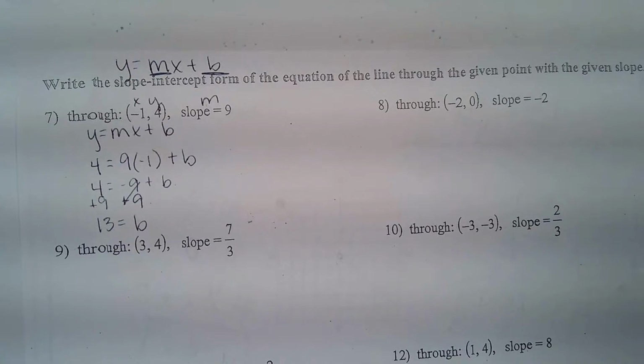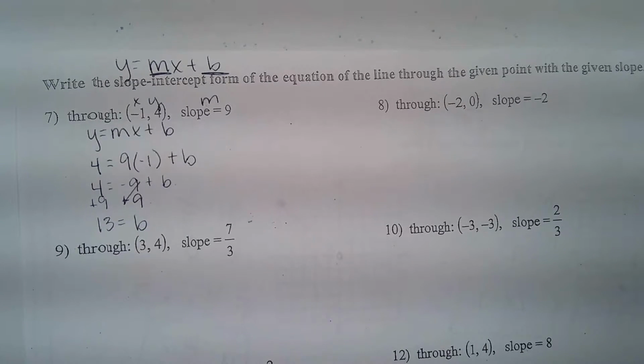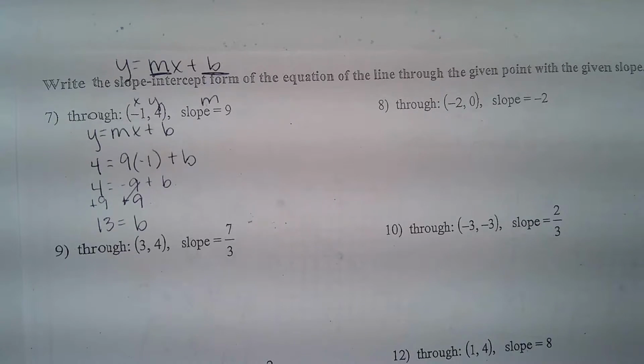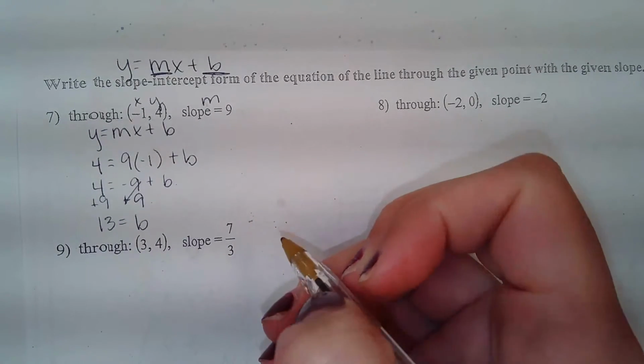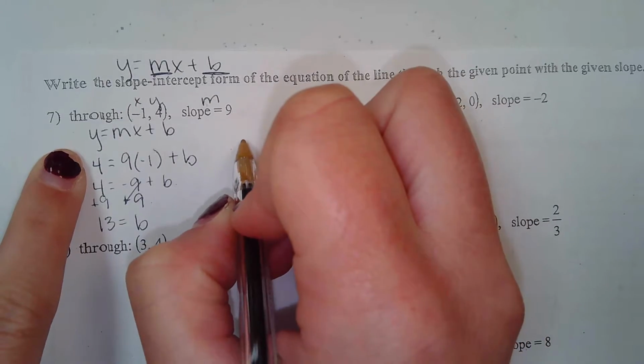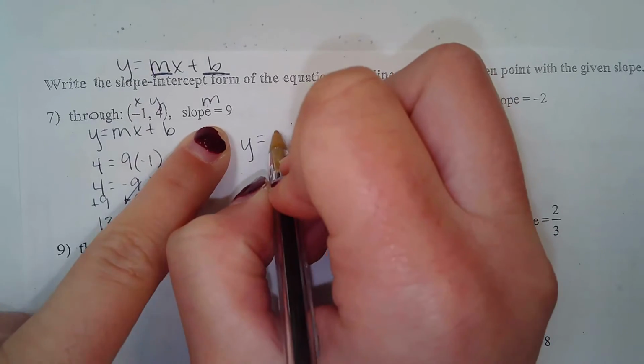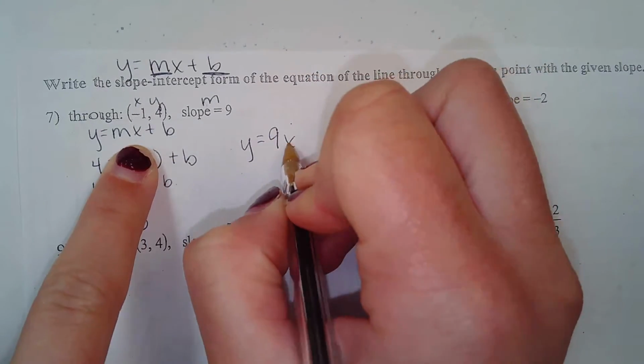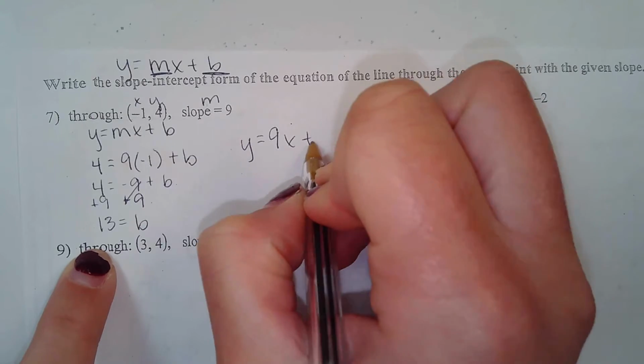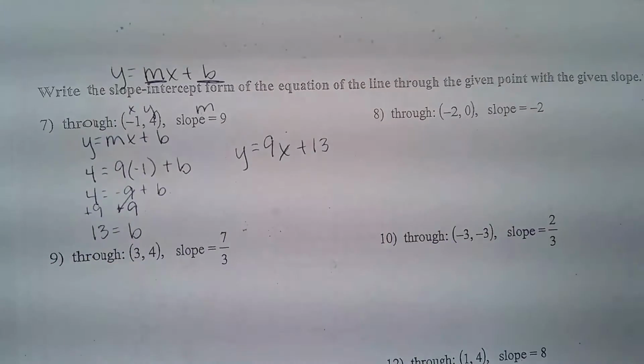Alright, so now we have our b. We already had our m: 9x plus 13. So we can write the equation of our line. You're always going to leave which two in there? Which variables are not going to change in your final answer? The x and y will always be in your answer. So you'll still have y equals. Instead of m, what are we going to put? It's 9x. And instead of b? Are we okay with that?